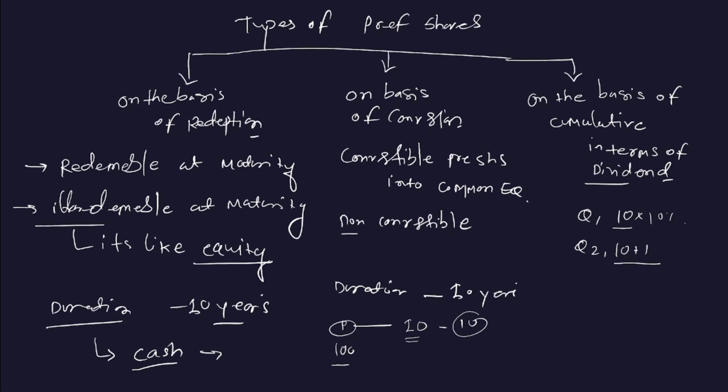If you see this feature, cumulative, non-cumulative. Non-cumulative means it's normal. Cumulative means your dividend will be accumulated, and that will be paid to you at the end of the year. So the entire dividend will be paid to you at the end of the year. That dividend we can call cumulative dividend.